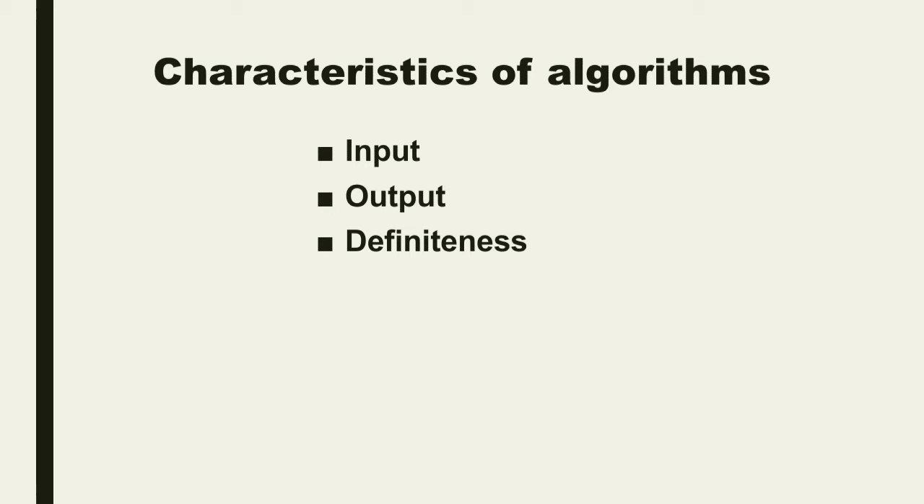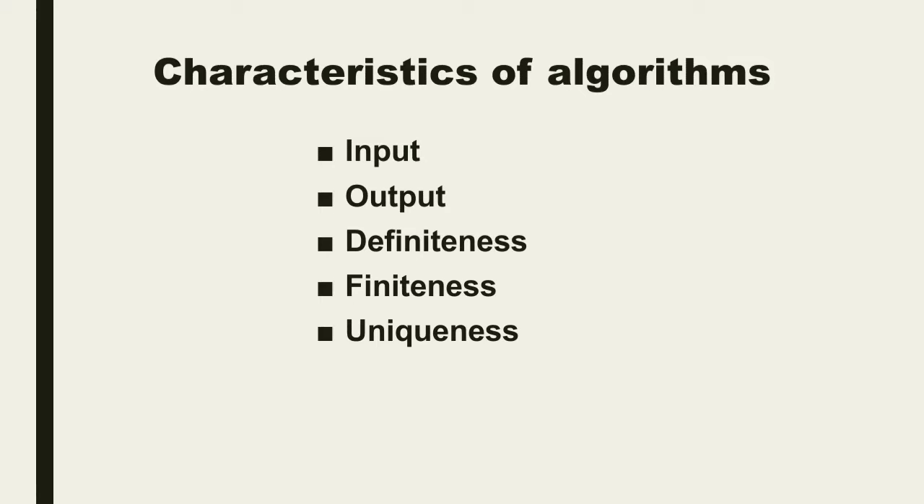Definiteness. Each instruction in the algorithm should be clear and easy to understand. Finiteness. An algorithm should have a finite number of instructions to complete the task. Uniqueness. Each instruction, when executed, should produce a unique result that depends on the input and the previous steps.